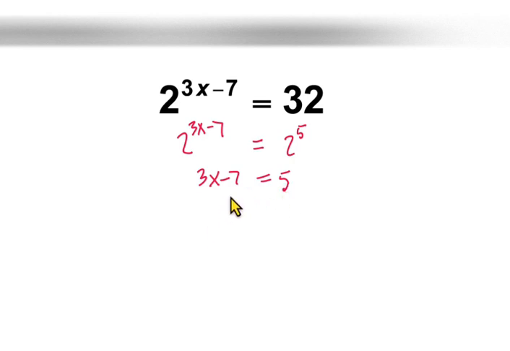We add 7 to both sides of the equation and get 3x equals 12. To solve for x, divide both sides of the equation by 3 and we get x equals 4.